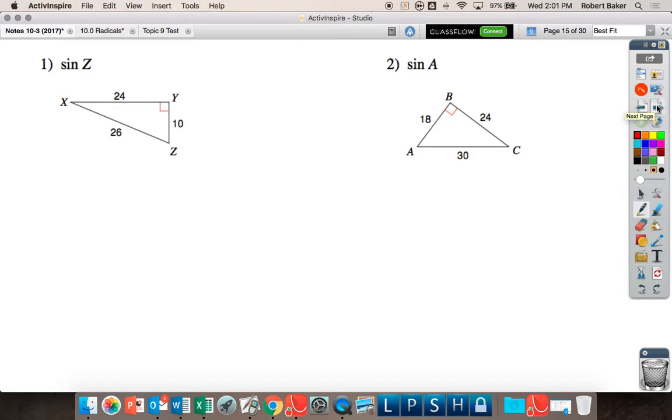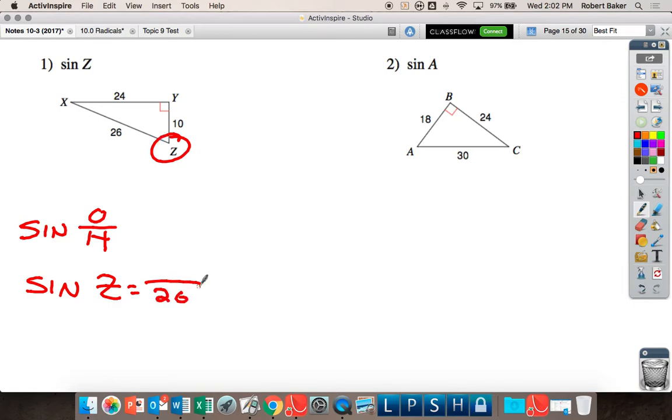So with sine, you have to remember, what is sine? New function, new ratio. Sine is opposite over hypotenuse. So I want to find the sine of Z. So I have to pick this one right here. Remember that my hypotenuse has to be on the bottom. Which one's the hypotenuse? 26. Now which one is opposite of angle Z? 24.